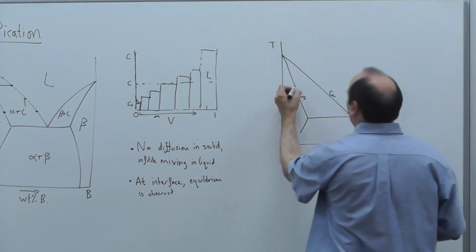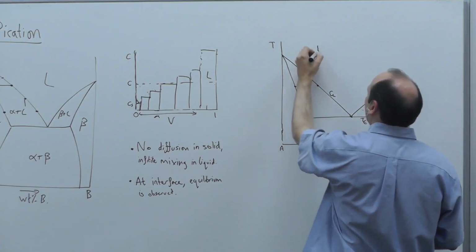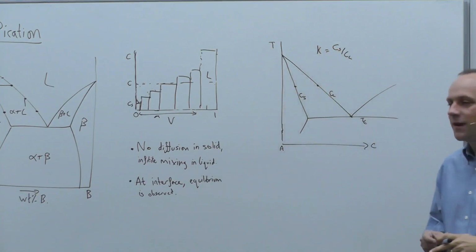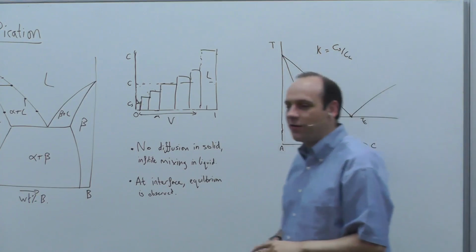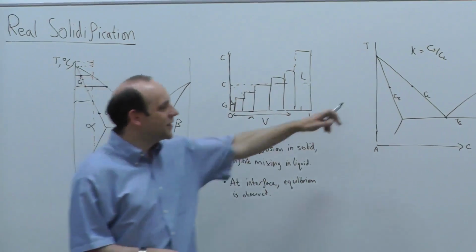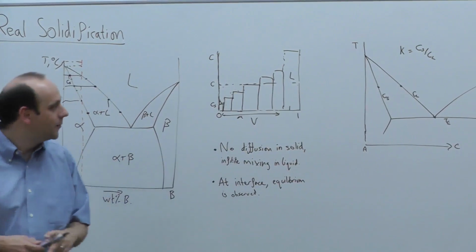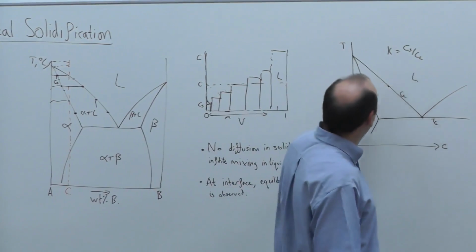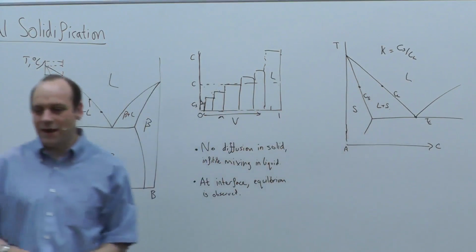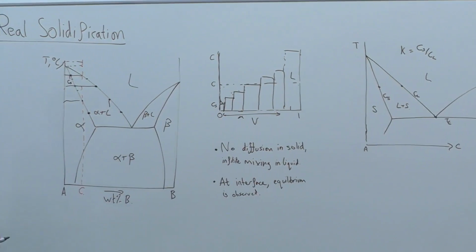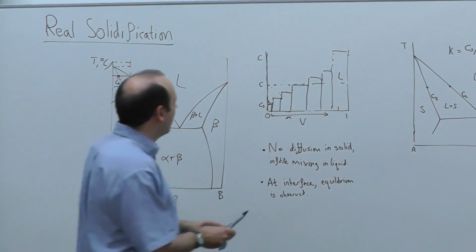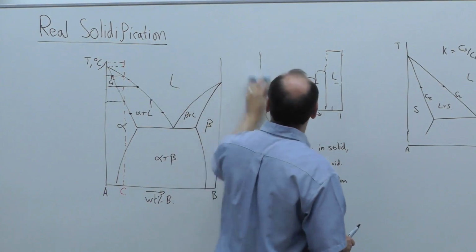So what we can define here is a ratio K equal to CS over CL, and that'll be very useful to us later on. That's called the partition coefficient K, and it's always going to be a number less than 1, you can see, because CS always has to be less than CL. I should probably label my phase fields. That's my liquid, that's my solid, and this is my liquid plus solid, whatever the solid phase is, alpha or whatever it's called.